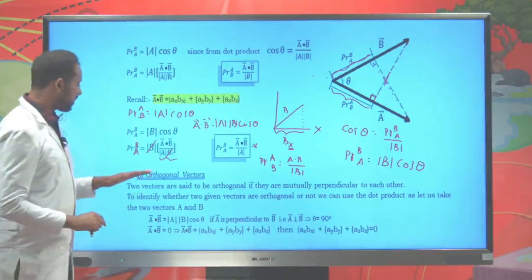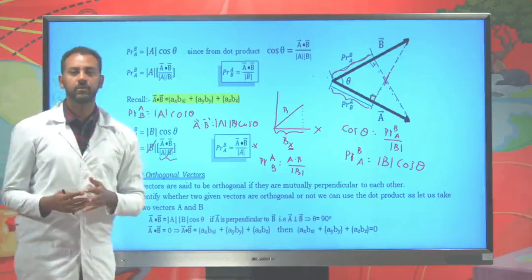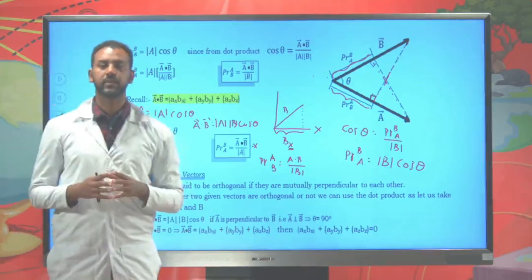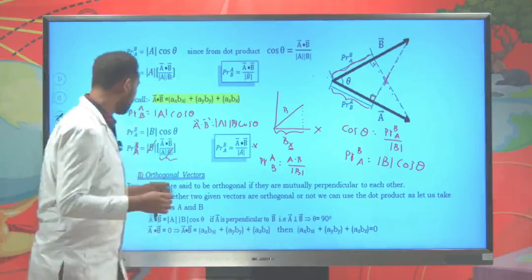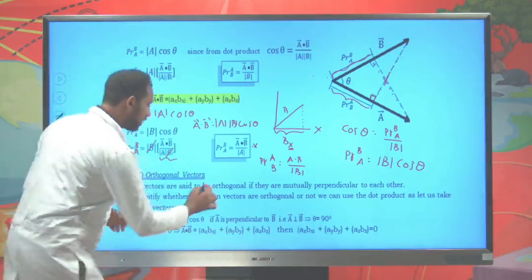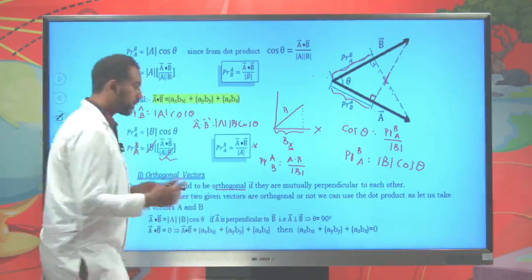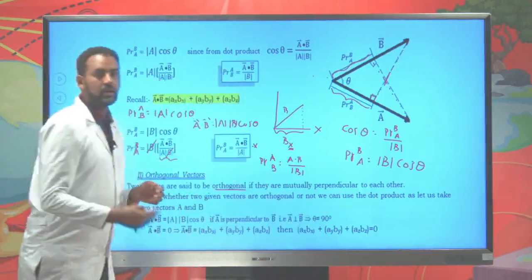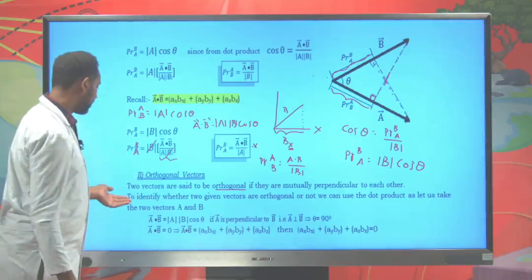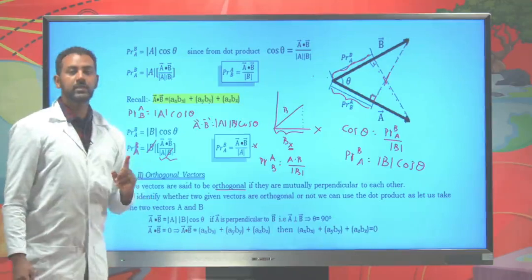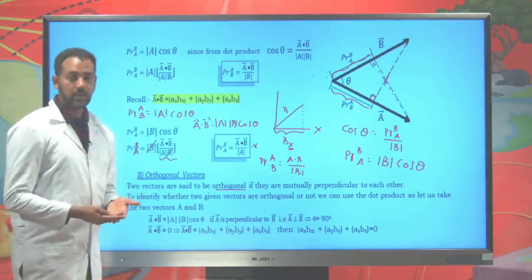The other application, the most important application, is how do we determine the orthogonality of vectors? Orthogonality of two vectors means whether they are perpendicular to one another or not. Two vectors are said to be orthogonal if they are mutually perpendicular to one another. To identify whether two vectors are perpendicular to each other, we have to use the dot product.